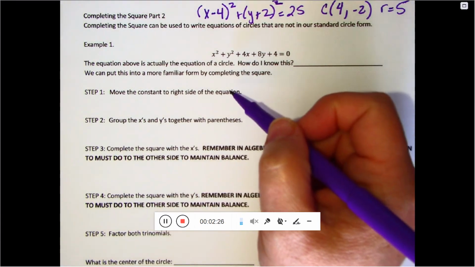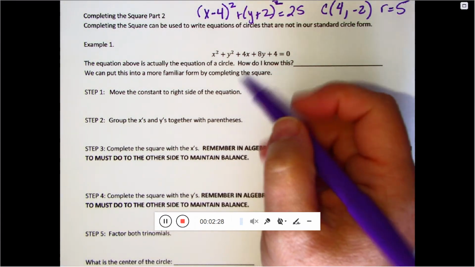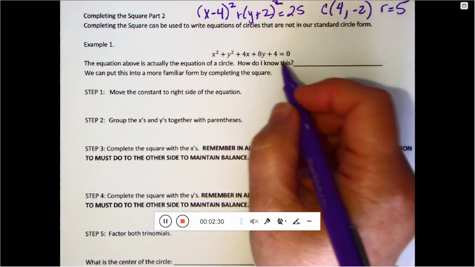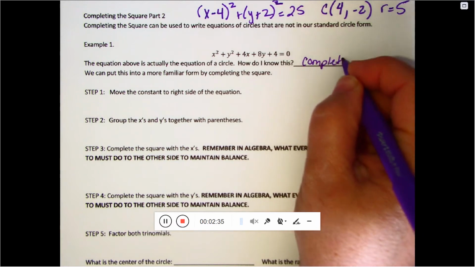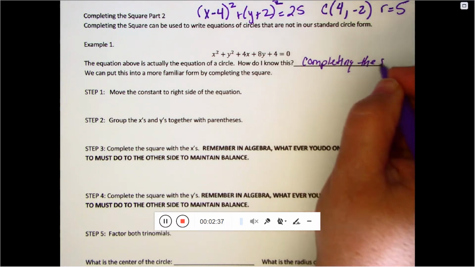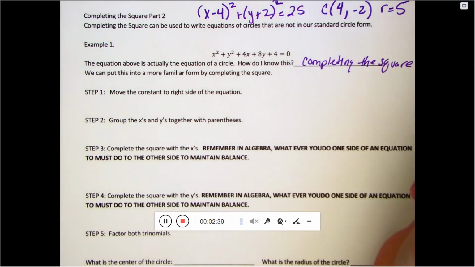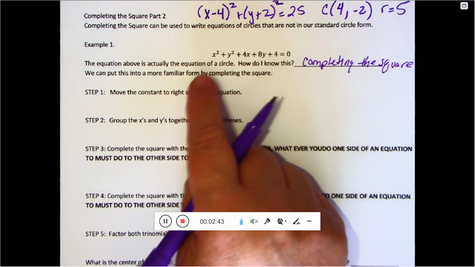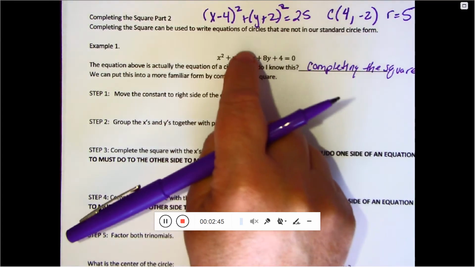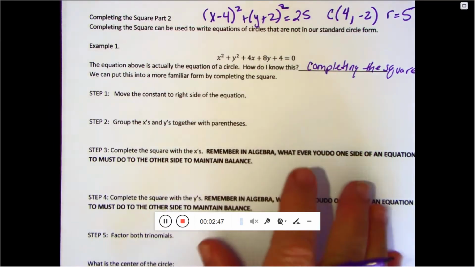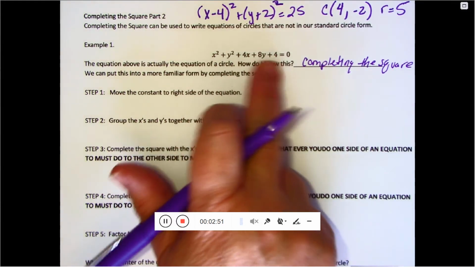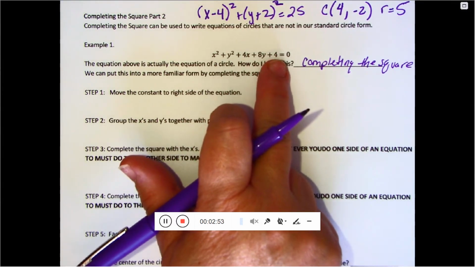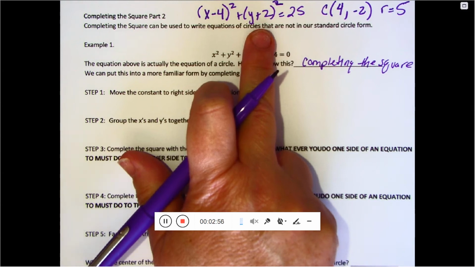And how do we do this? Well, it uses the process of completing the square. Okay, so this is our familiar form of a circle. This is what's called the standard form of a circle. So how do we take this equation and get it into this form?